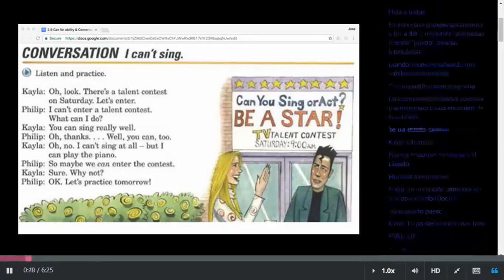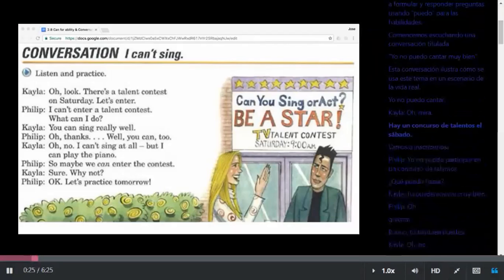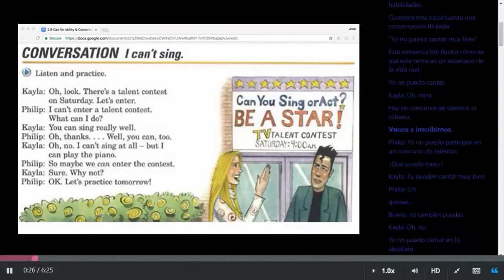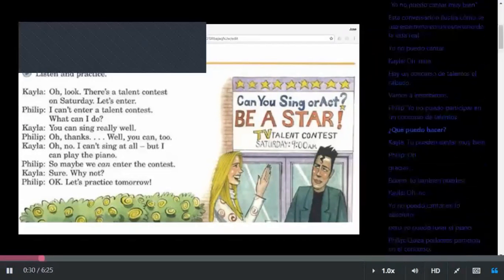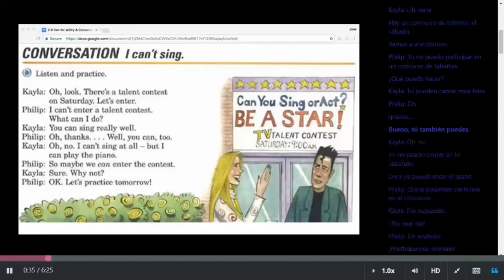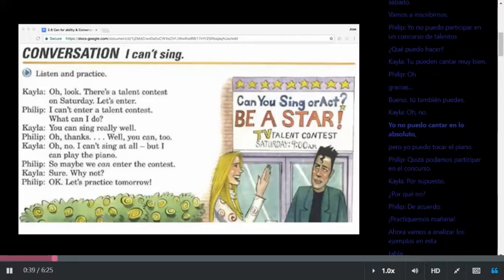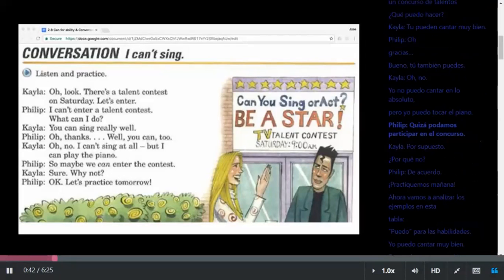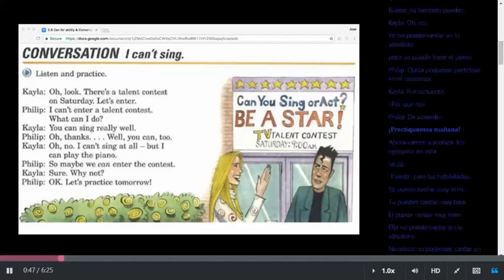I can't sing. Oh, look, there's a talent contest on Saturday. Let's enter. I can't enter a talent contest. What can I do? You can sing really well. Oh, thanks. Well, you can too. Oh, no. I can't sing at all. But I can play the piano. So maybe we can enter the contest. Sure. Why not? Okay. Let's practice tomorrow.